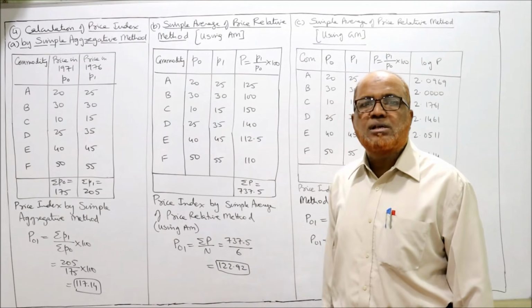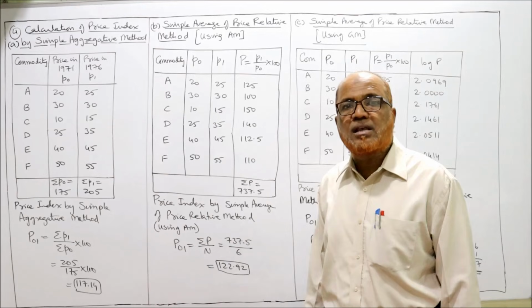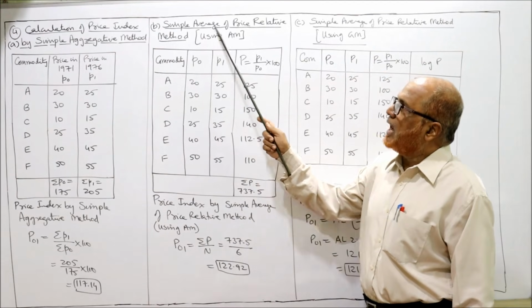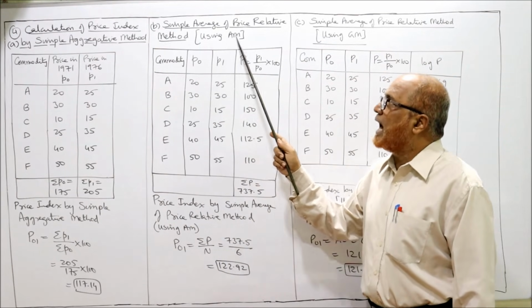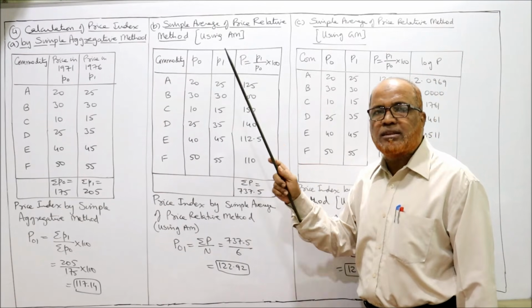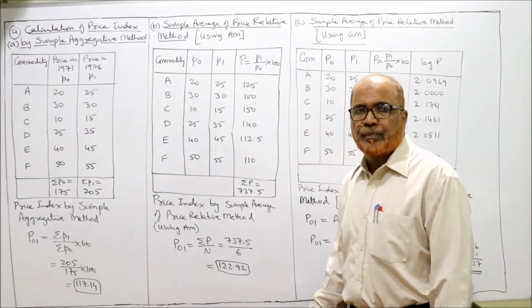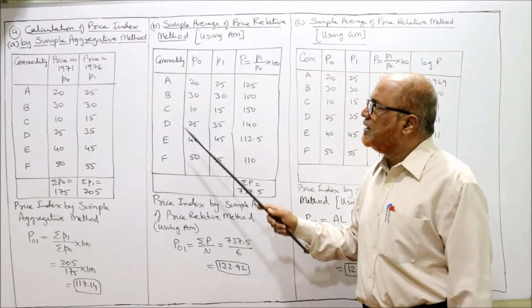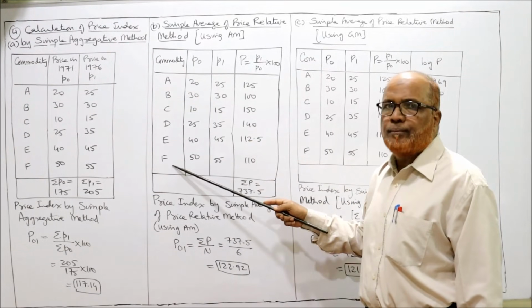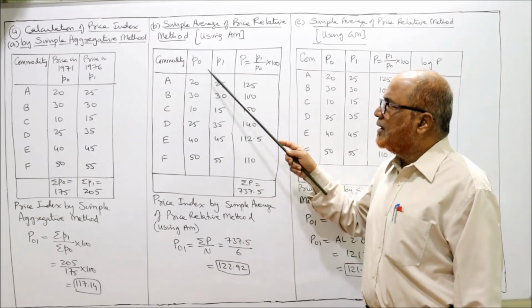Now we'll come to the simple average of price relative method. Simple average of price relative method using arithmetic mean. First we take arithmetic mean, then we'll take geometric mean. So first, arithmetic mean is absolutely simple. Commodities A, B, C, D, E, F.